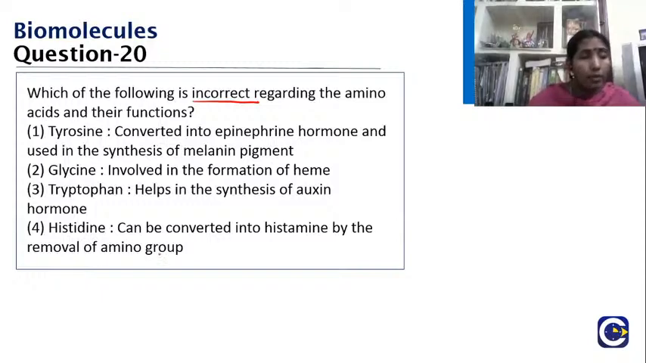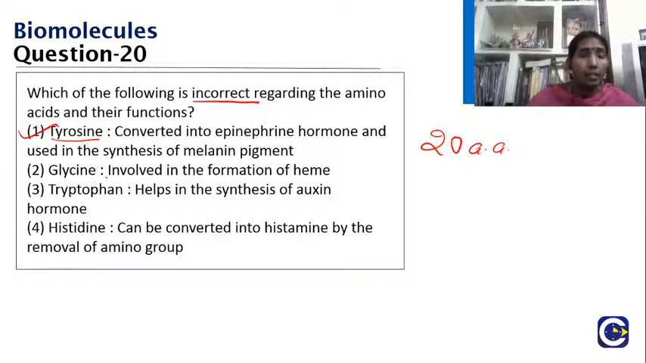So here how are we going to decide? We know that we have 20 amino acids, the building blocks of proteins. Say tyrosine. From tyrosine the catecholamines are formed. Phenylalanine is a precursor, and from that we have dopamine, epinephrine, norepinephrine. The catecholamines are synthesized from tyrosine, and even the melanin pigment, that is for the melanocytes, is produced from that only. So that concept we have to know. So this statement is right.